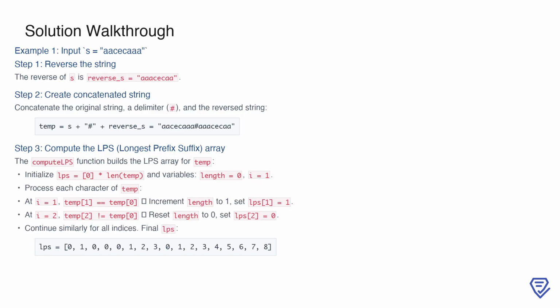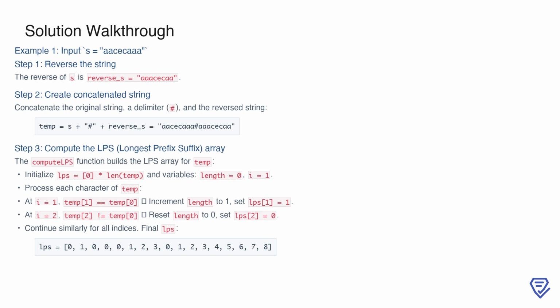To solve the problem of finding the shortest palindrome, we'll start with an example where the input string is aacecaaa. The first step is to reverse the string, which gives us aaacecaa. Next, we create a concatenated string by combining the original string, a delimiter symbol like hashtag, and the reversed string. This results in aacecaaa#aaacecaa.